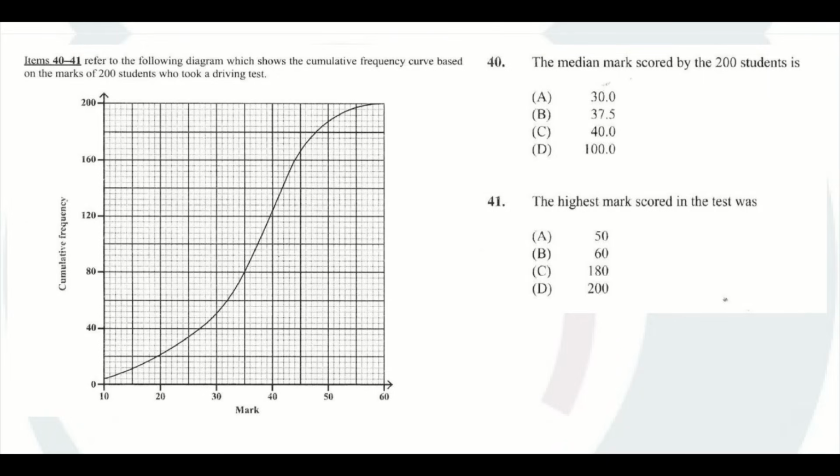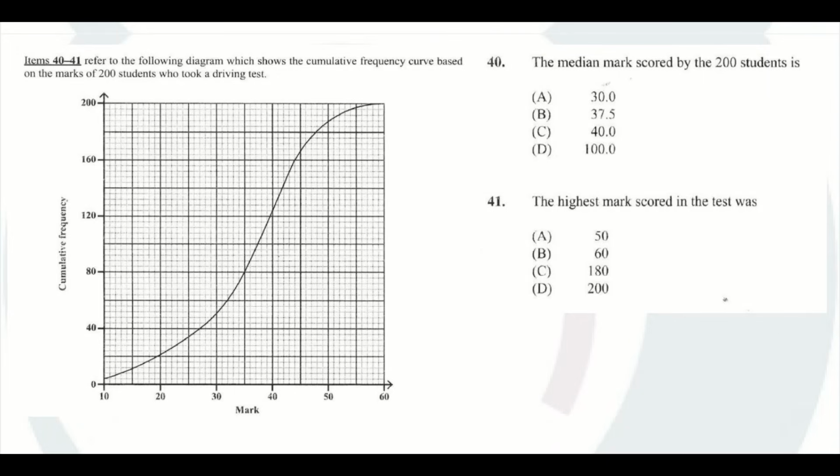So 10, 20, 30. So that means here is 15. That means that each stroke here is 1. And going up here, we're going by 0, 20, 40, 60, 80. Alright. So now we can tell the median mark scored by the 200 students.